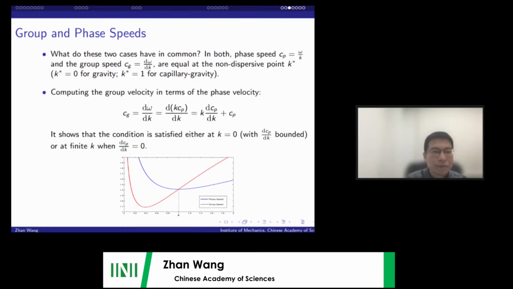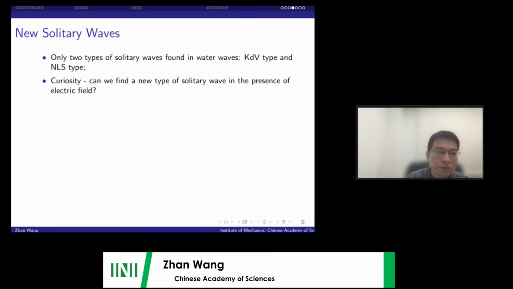So it seems that there are only two types of solitary waves found in water waves, the KdV type soliton and the wave packet type soliton. Solitary waves bifurcating from k equals 0 are the KdV type, and those bifurcating from Cp prime equals 0 with k not equal to 0 are the wave packet type. Now, our question is, except these two types, is it possible to find other types of solitary waves?